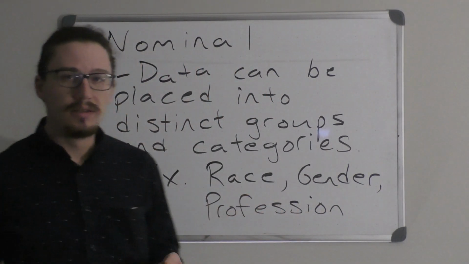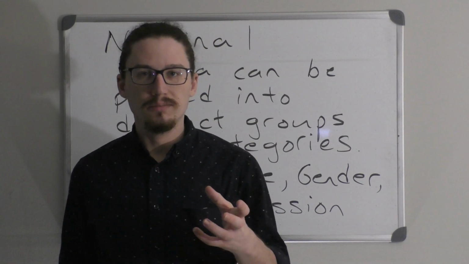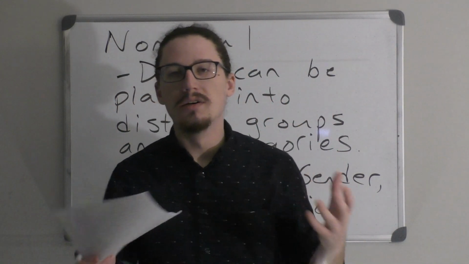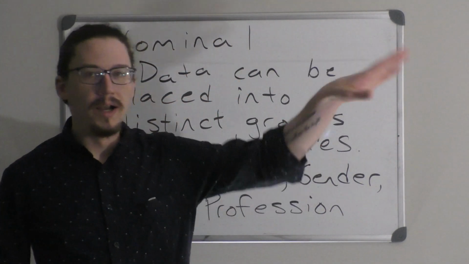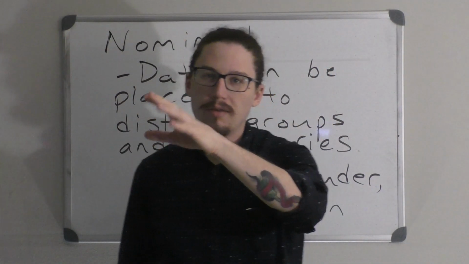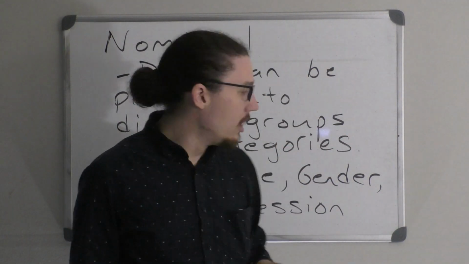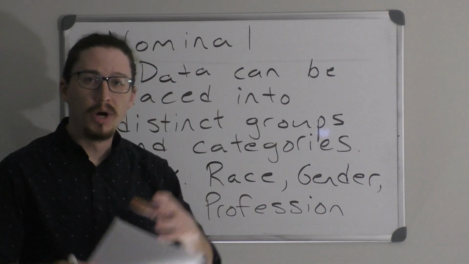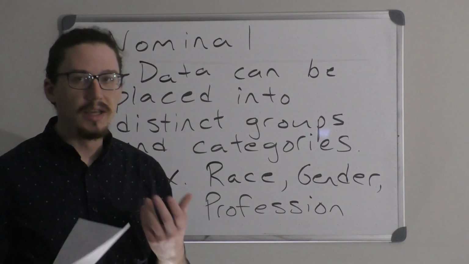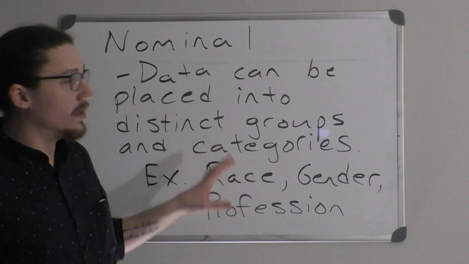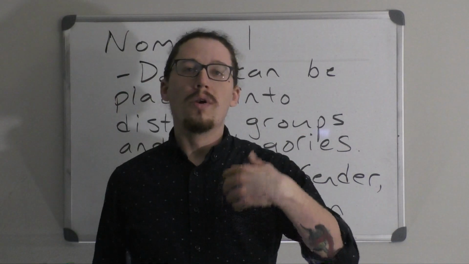So with something like race, we could put people into broad categories of race: White/Caucasian, African American, Asian, Asian American, and so on and so forth. We can put people broadly into those categories, but again, that's all we can do. That's all we can really do with this nominal data.